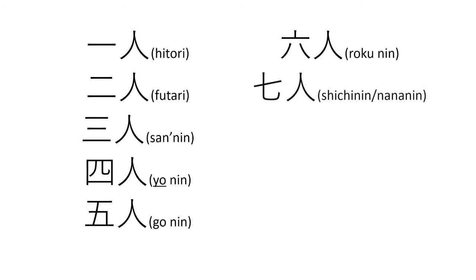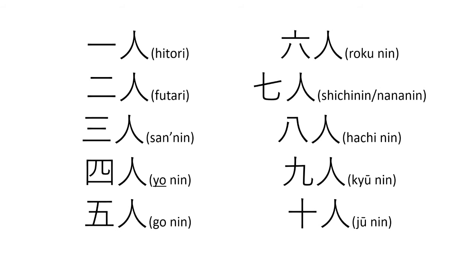This is how we pronounce the counting for people, starting from one person, hitori. 2 persons, futari. 3 persons, sannin. 4 persons, yonin. 5 persons, gonin. 6 persons, rokunin. 7 persons, shichinin or nananin. 8 persons, hachinin. 9 persons, kyunin. 10 persons, junin.